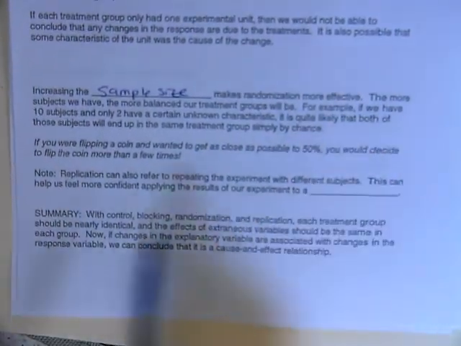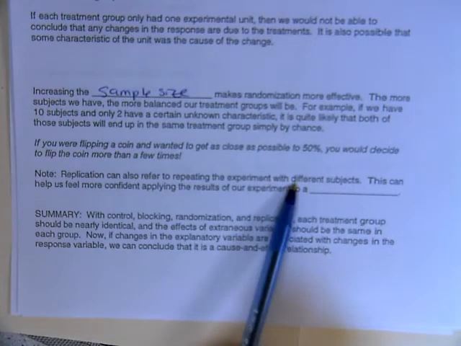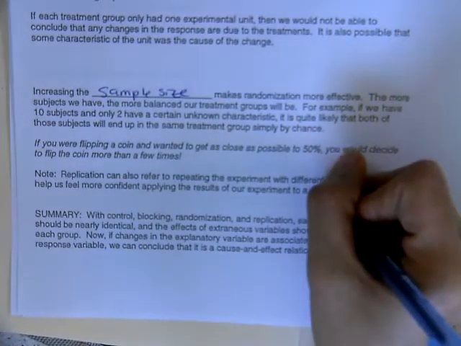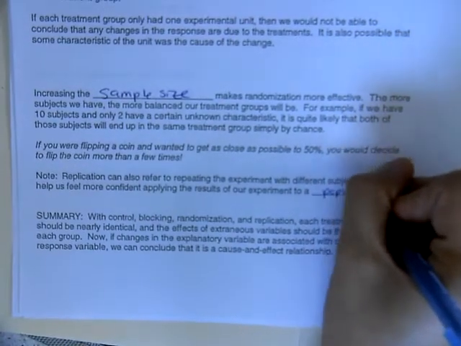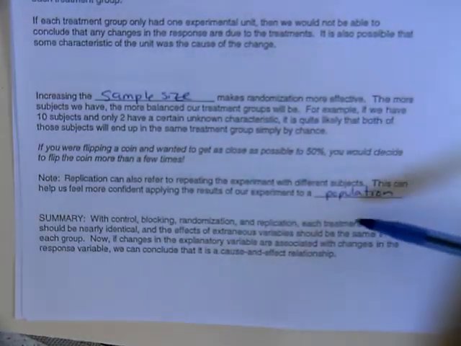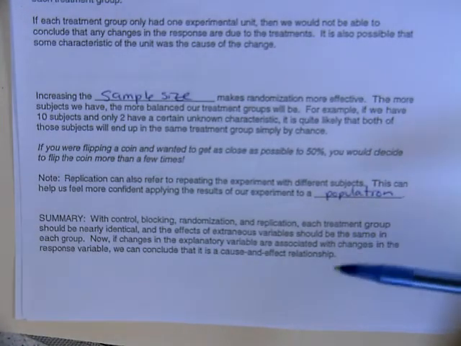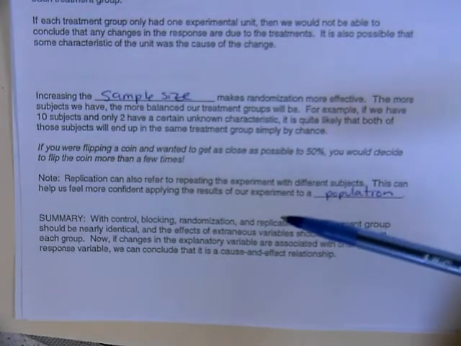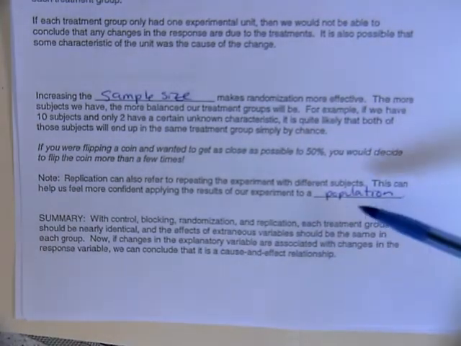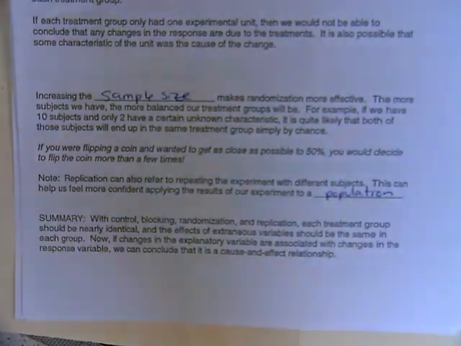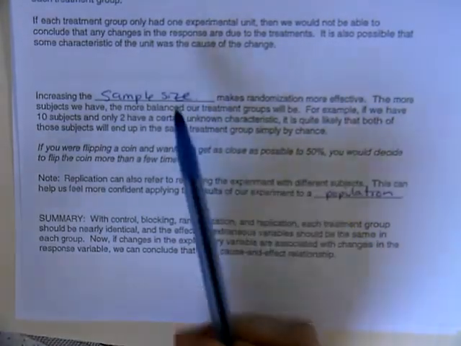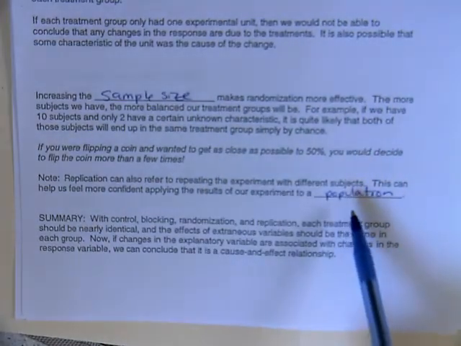So, replication also refers to repeating the experiment with different subjects. This can help us feel more confident in applying the results of our experiment to a population. So I want to have a decent sample size with replication, but I also want to be able to do the experiment in more than just one group. Like if I'm looking at high school seniors, I'm not just going to go to Plymouth, Salem, and Canton. I need to go to Livonia and Dearborn so that I can generalize to all high school seniors in Metro Detroit. So it's not just one sample size, it's all of the sample sizes.